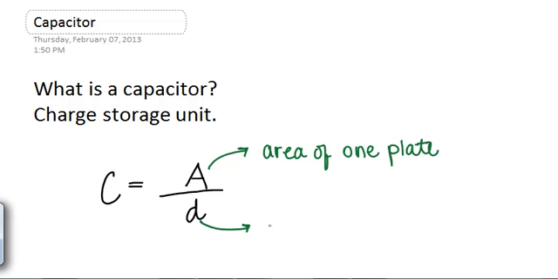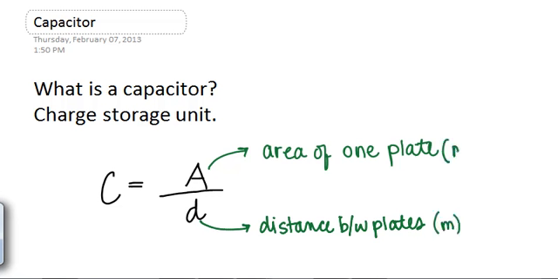So this is the distance between the two plates. And distance would be measured in meters. And what about area? Let's hop back up here. What would area be measured in? Meters squared. Okay, great. Now there's one other component to this capacitor.